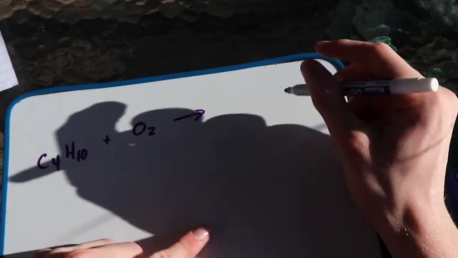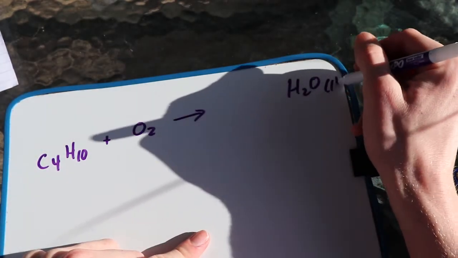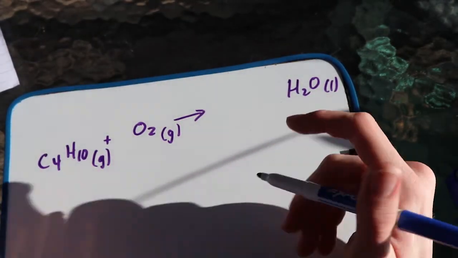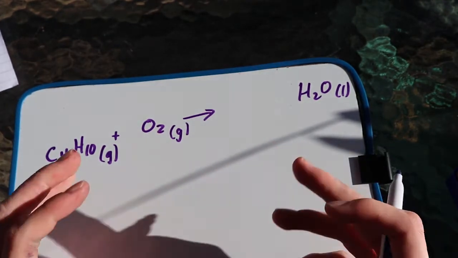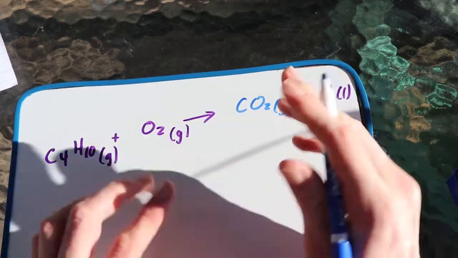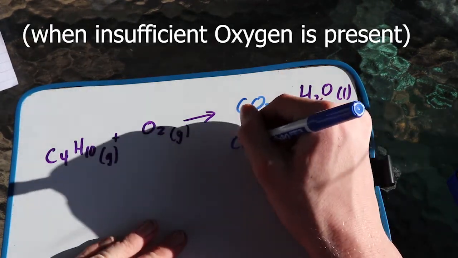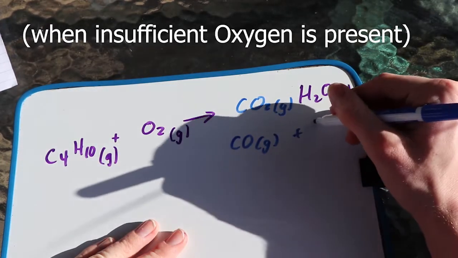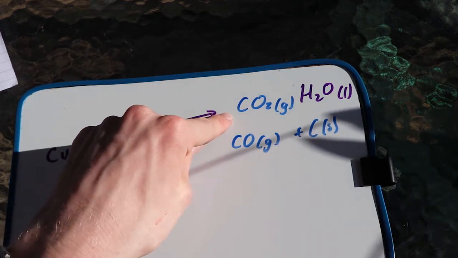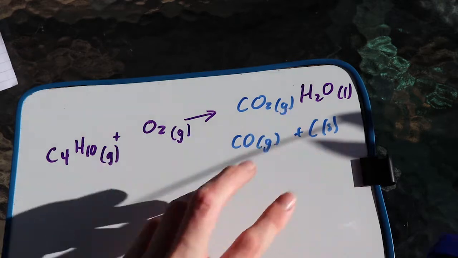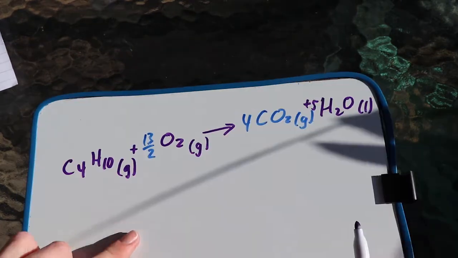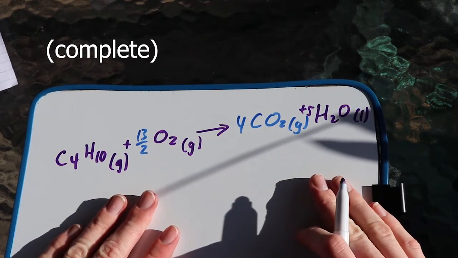And we're going to produce, always, H2O, which is liquid. And there's a couple different products that we could have here. If we have complete combustion, which is when we have sufficient oxygen, then we're going to form CO2, which is a gas. But if we have incomplete combustion, we could form carbon monoxide, or we could form soot, which is carbon, which is solid. Just for the purposes of this reaction, I'm going to pretend we have complete combustion, but we could have any mixture of these two as well if the combustion is incomplete. Now I'm just going to balance this real quick. Okay, this is a balanced equation for the combustion of butane.